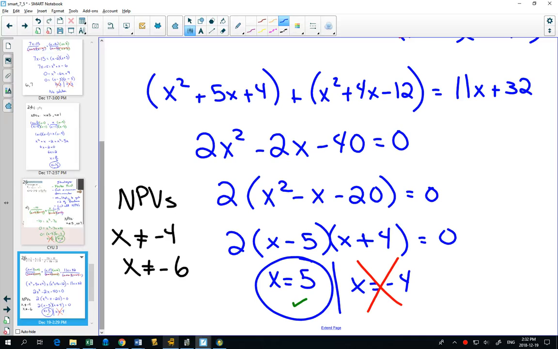So, questions? Question? Where did the 11x plus 32 go? I subtracted 11x on both sides. I subtracted 32 on both sides.